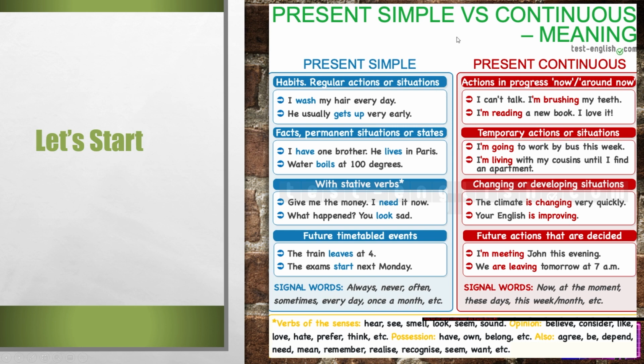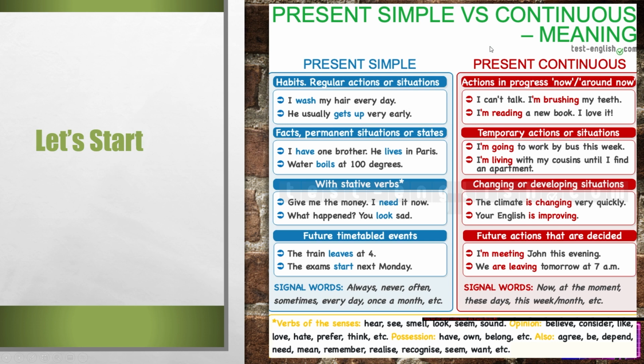Next, for present simple versus continuous. So the meaning, okay? Let's look at this. We use present simple to talk about habits or irregular actions or situation. Habit maksudnya benda yang berulang. Ada benda yang selalu kita buat. For example, I wash my hair every day. He usually gets up very early.